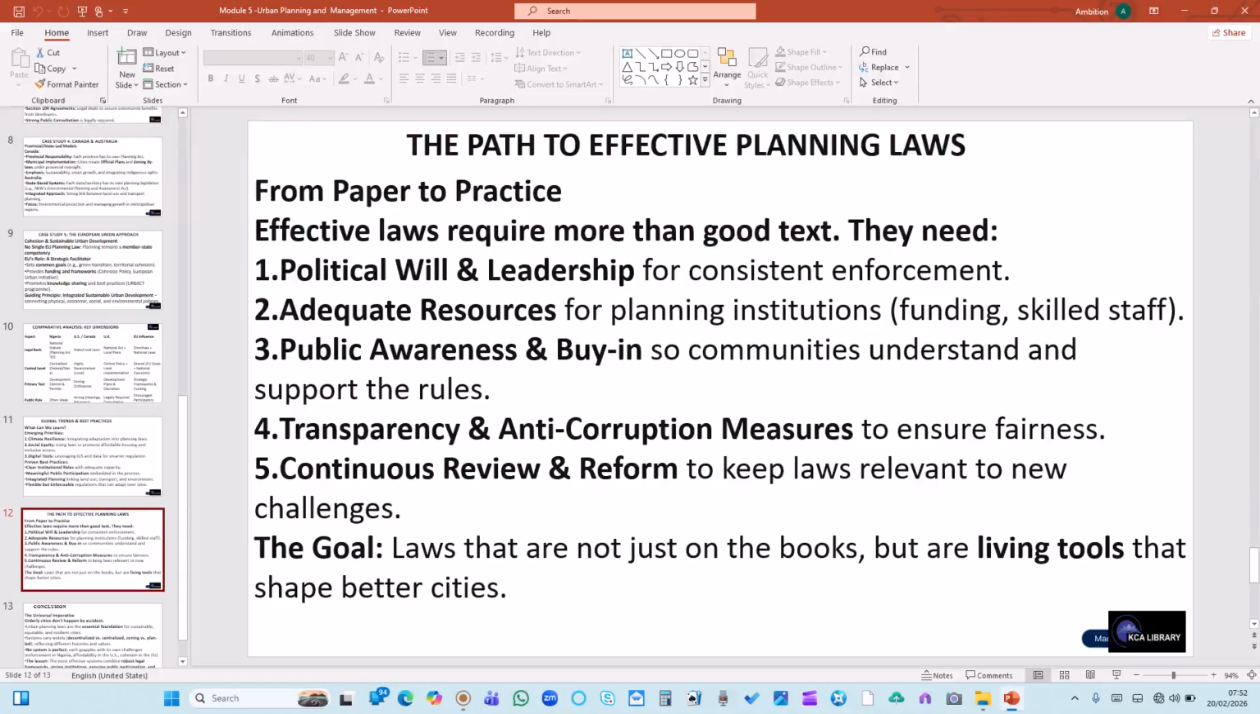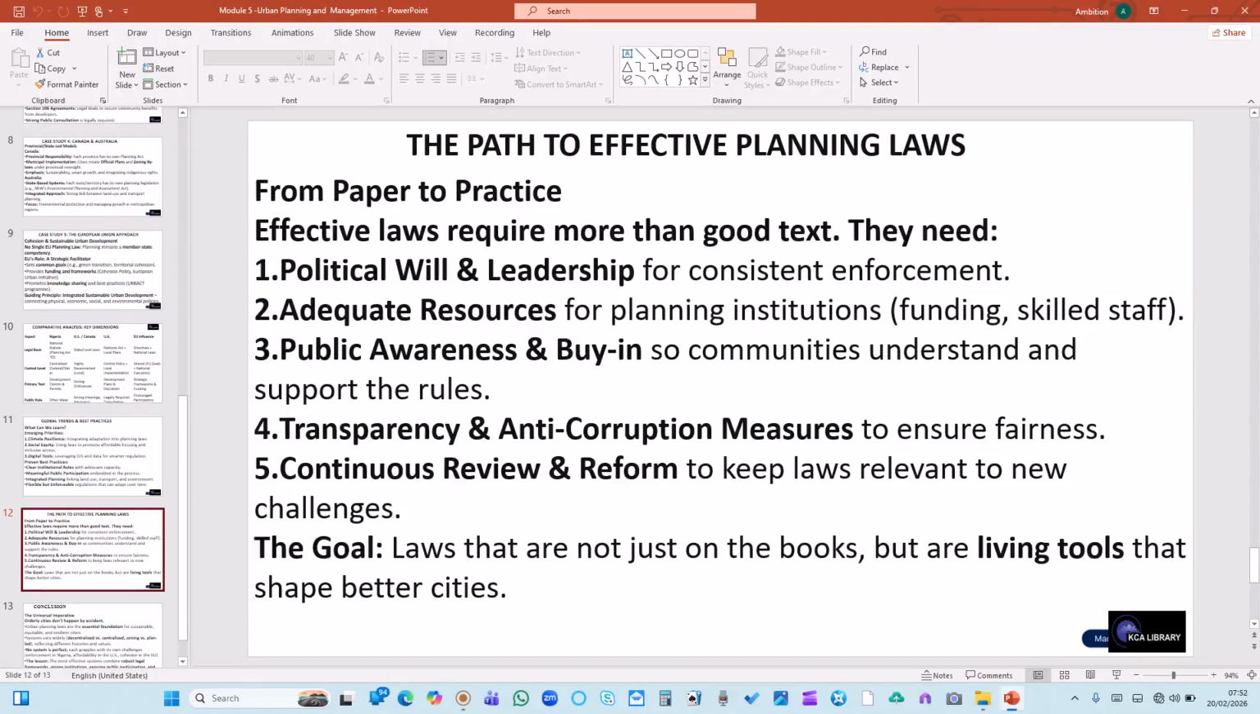Now let us look at the path to effective planning law, that is from paper to practice. Effective law requires more than good text. They need the following: one, political will and leadership for consistent enforcement. Number two, adequate resources for planning institutions, that is funding and skilled staff. Number three, public awareness and buy-in, so communities understand and support the rules. Number four, transparency and anti-corruption measures to ensure fairness.